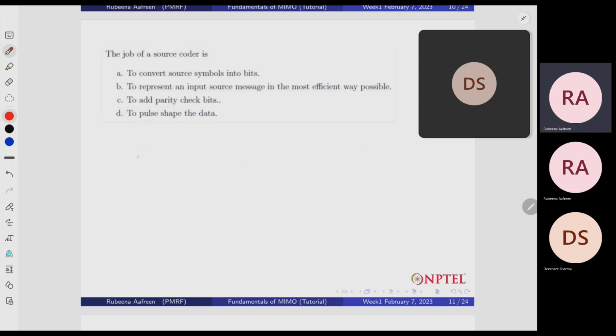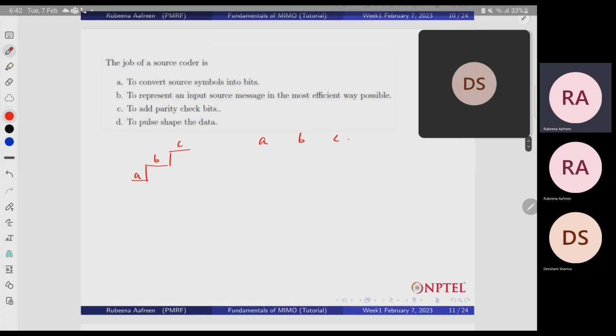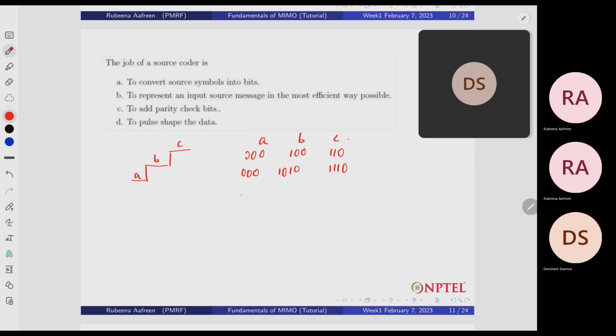Suppose we have to encode 3 levels. Suppose this is A, this is B, this is C. How many ways can we encode it? An infinite number of ways. I can say this is 0 0 0, this is 1 0 0, this is 1 1 0. Or I can say this is 0 0 0, this is 1 0 1 0, this is 1 1 1 0. Or I can say this is 0 0, this is 0 1, this is 1 1.